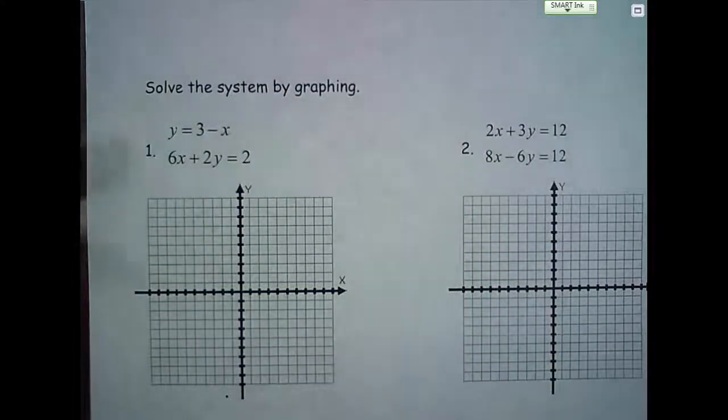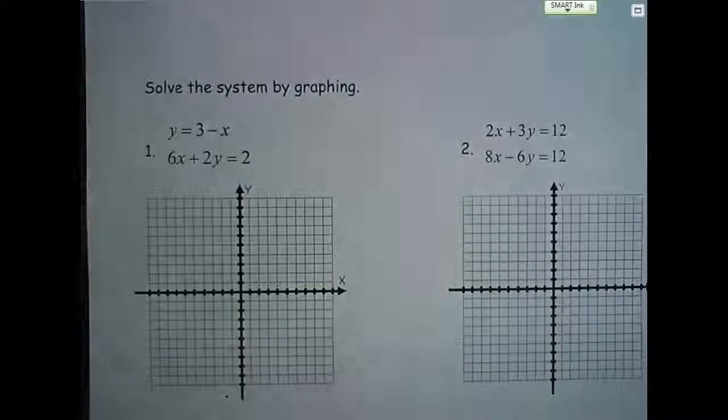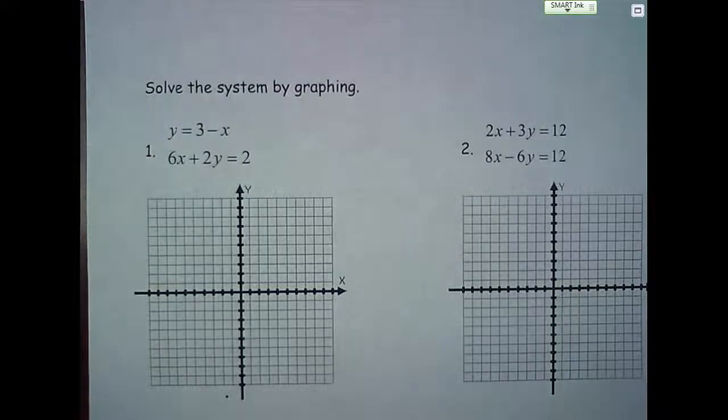Let me ask you a question. Do you see these two equations? What are other ways that we could have solved these equations? Yes, we're solving by graphing right now. What are some other ways? Plug in 3 minus x for y. That's correct. It's called substitution, right? You write everything in terms of y and plug it in. Does anybody else remember things that we did?